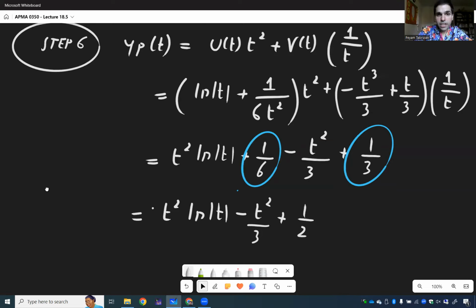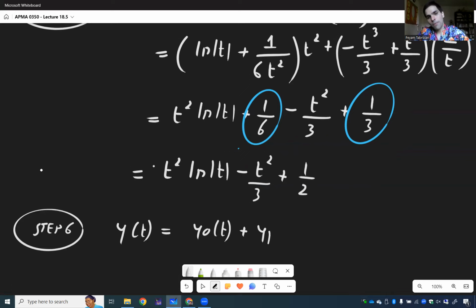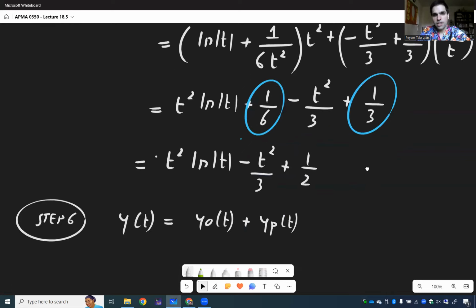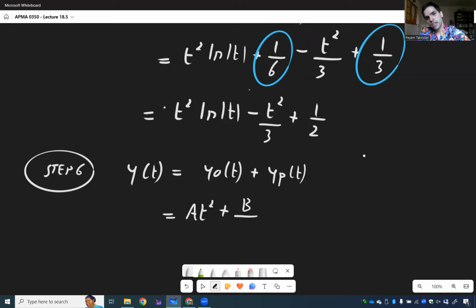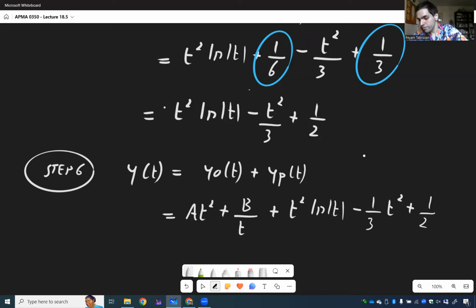Now for the general solution, so I believe step 6, we then get our general solution, y of t equals y0 of t plus yp of t, and that is, I believe, at squared plus b over t plus t squared ln of t minus 1/3 t squared plus 1/2. If you leave it in this form, you would get full credit.